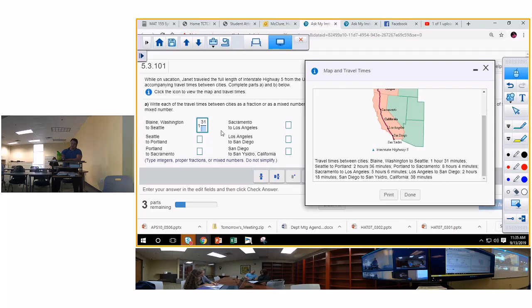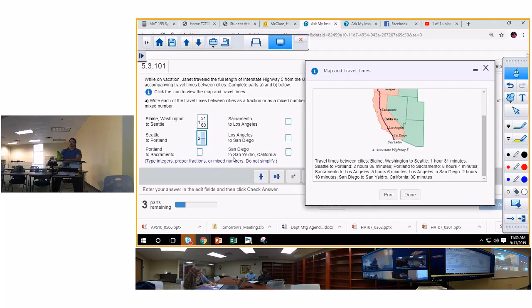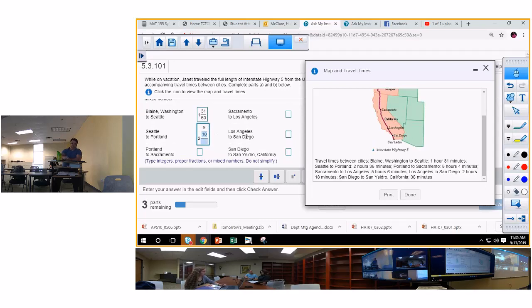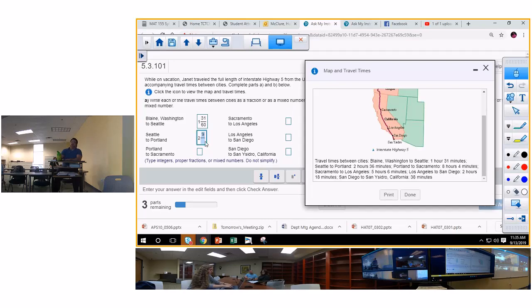That's all you got to do. Seattle to Portland is 2 and 36 over 60, but you got to reduce it. 2 and 36 over 60 is going to be 18 over 30, which is 9 over 10, I think. Y'all check me. Thank you, Howard Cosell. 9 over 10.